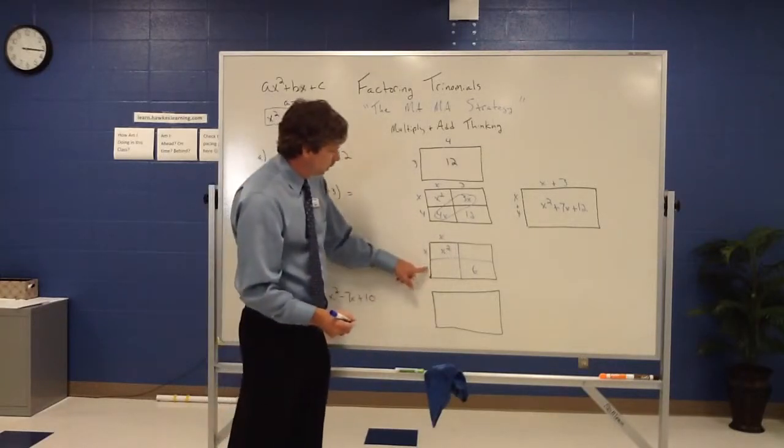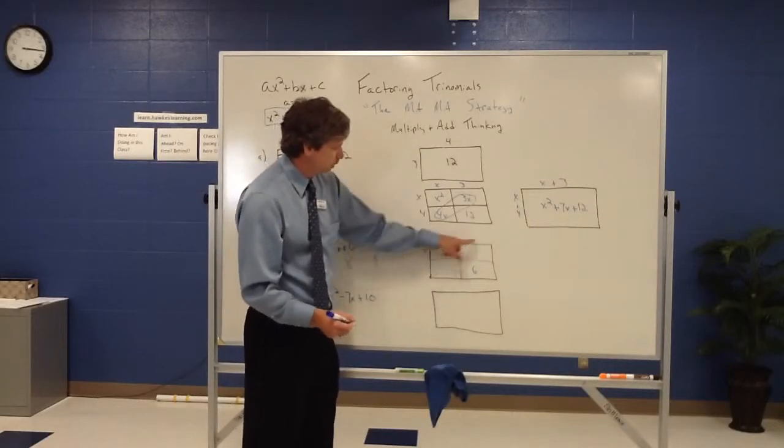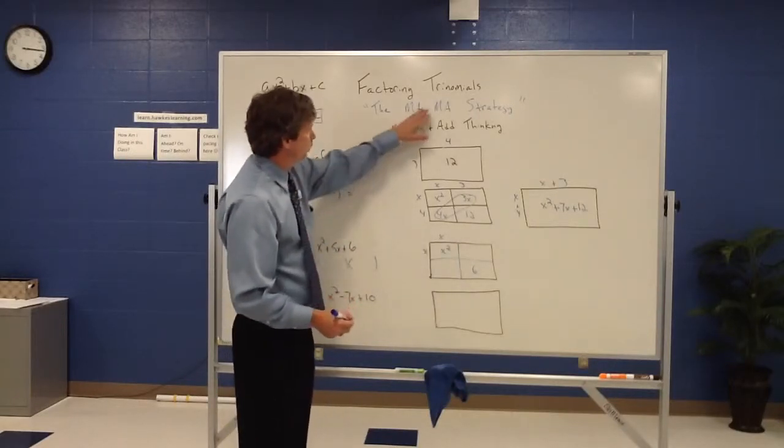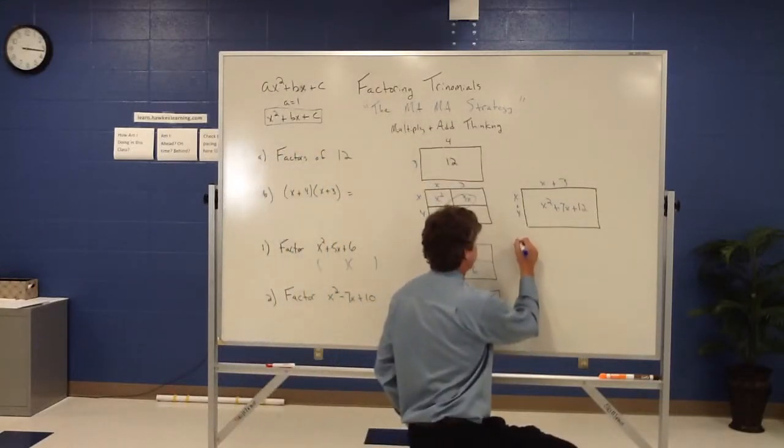But what makes a 6 are some choices. I could do like 1 and a 6 to get a 6, or I could have a 2 and a 3. And this is where we impose the MAMA strategy. We want to multiply and add.